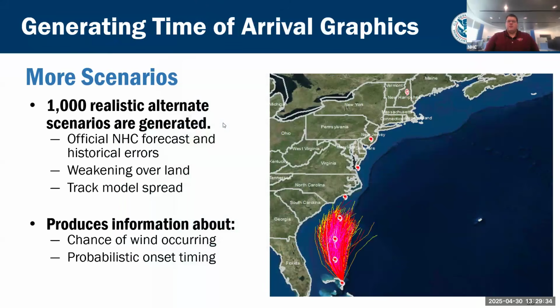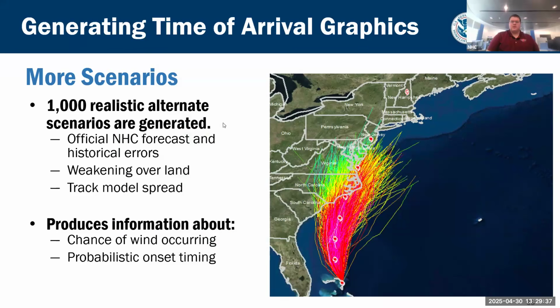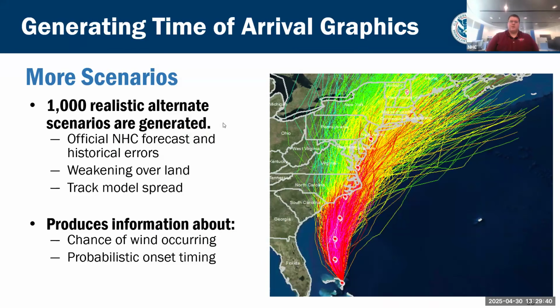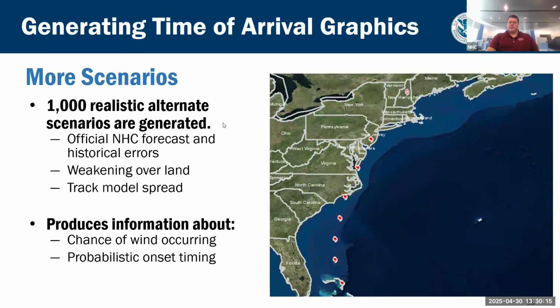Back to how we generate these time of arrival graphics. It's all using that same wind speed probability model. It's those 1,000 realistic scenarios based off of our historical forecast errors. Some of the scenarios take the system and weaken it over land, and it accounts for the track model spread. It's really a better way to determine impacts using probabilities. From this model, we can then indicate when winds will arrive using these 1,000 realistic scenarios, and how many of those scenarios bring winds, say, 50% of the time to a certain location, or 90% of the time, to be prepared for the earliest reasonable.